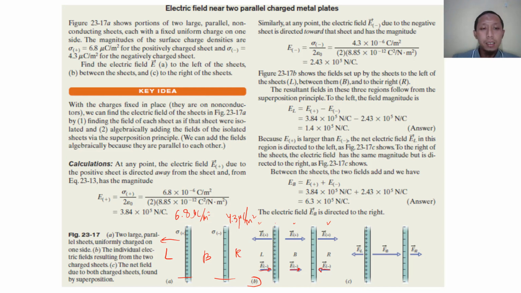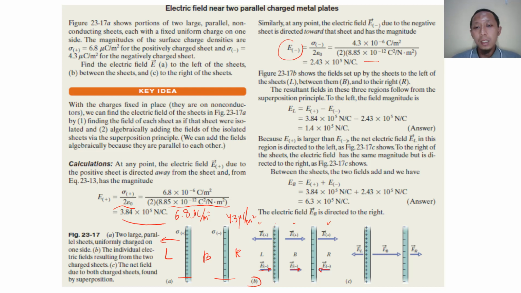So E plus is the density over 2 epsilon 0. The density of plus is 6.8 multiplied by 10 to the power minus 6 coulomb per meter squared, over 2 multiplied by 8.85 multiplied by 10 to the power minus 12 coulomb squared per newton meter squared. So we get 3.84 multiplied by 10 to the power 5 newton per coulomb. And for the negative we also use the similar equation, so we get 2.43 multiplied by 10 to the power 5 newton per coulomb.